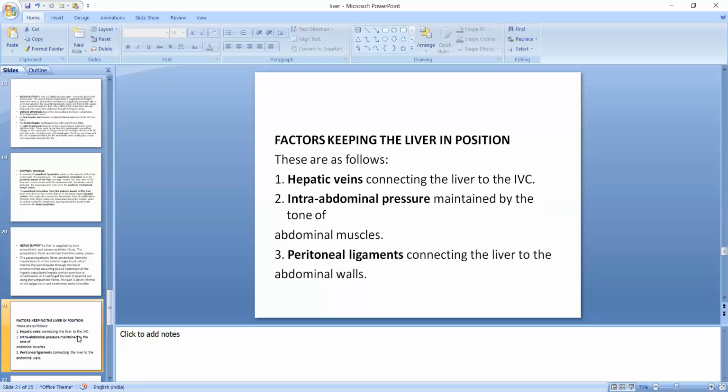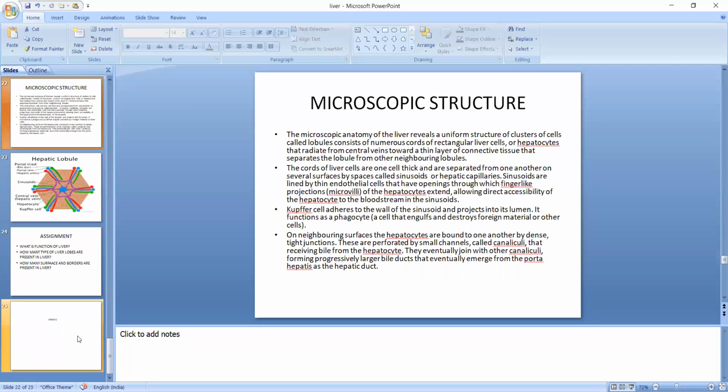What are the factors that keep the liver in its position, because it has a weight and a large shape? The things that keep the liver in position are the hepatic veins, intra-abdominal pressure maintained by the tone of the abdominal muscles, and peritoneal ligaments that connect the liver to the abdominal walls.